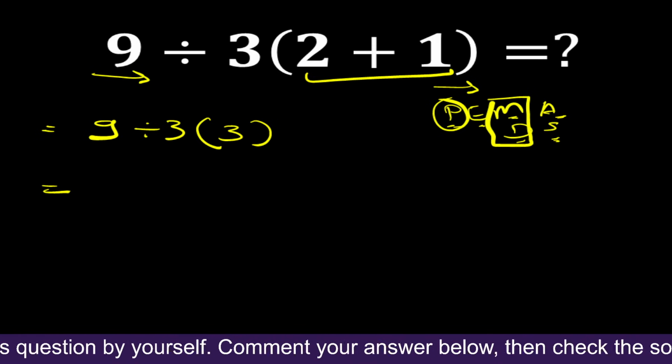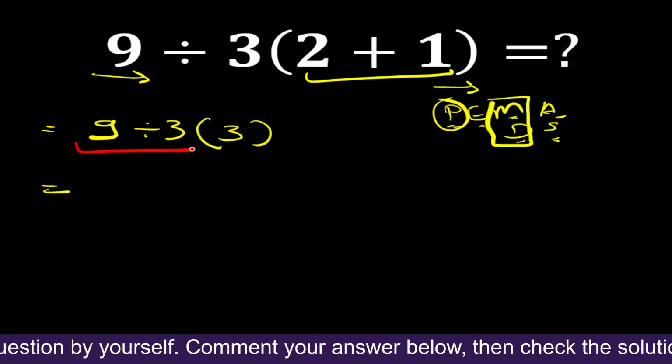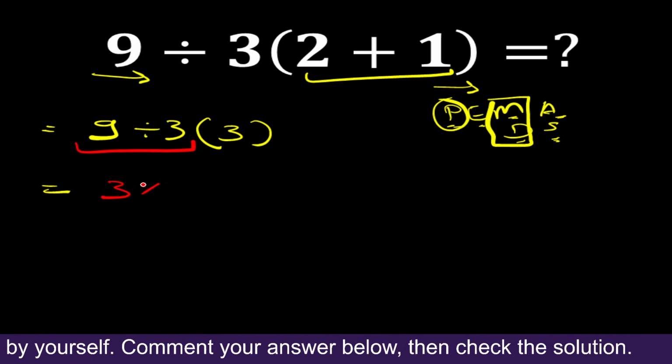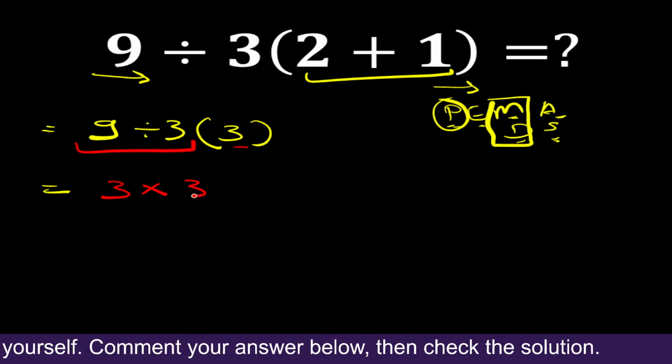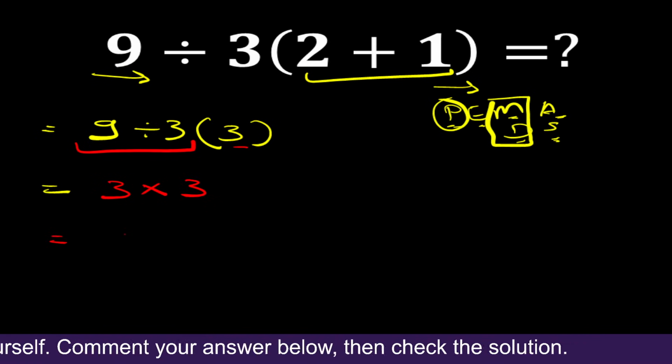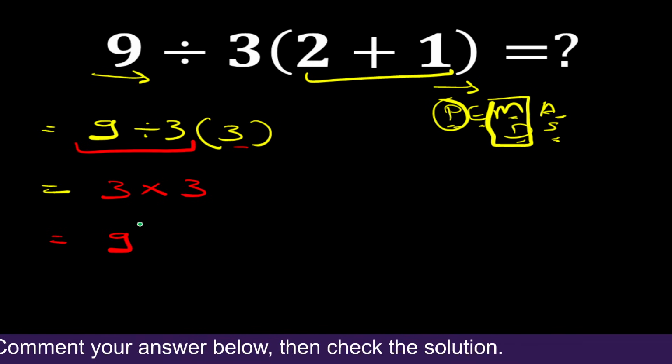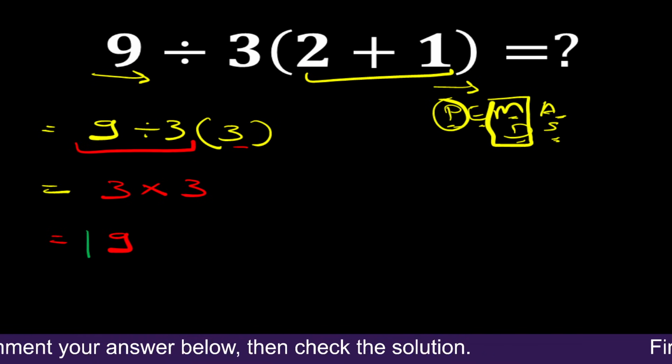Okay. So first we have to solve this part. So 9 divided 3 is equal to 3, multiply 3. Therefore 3 multiply 3 is equal to 9. So our correct answer by using the rule is 9.